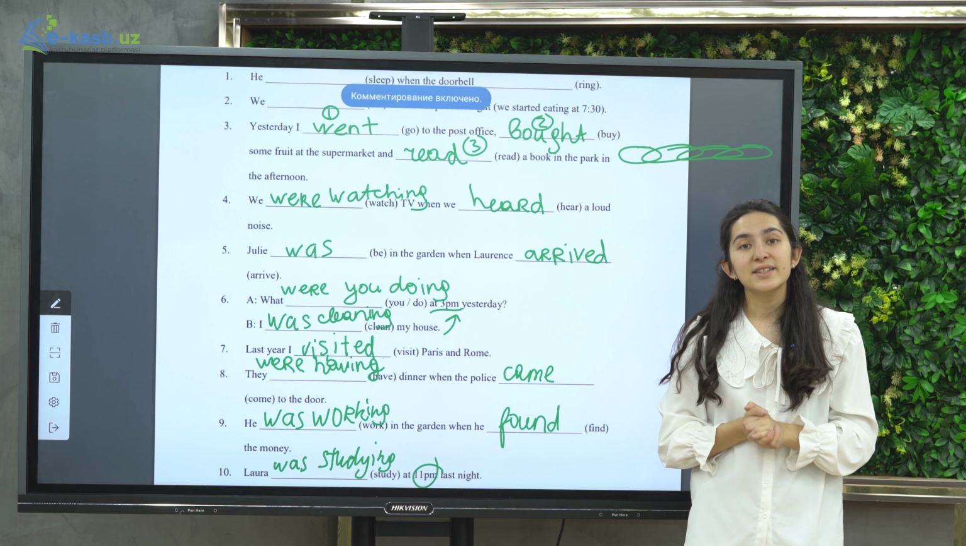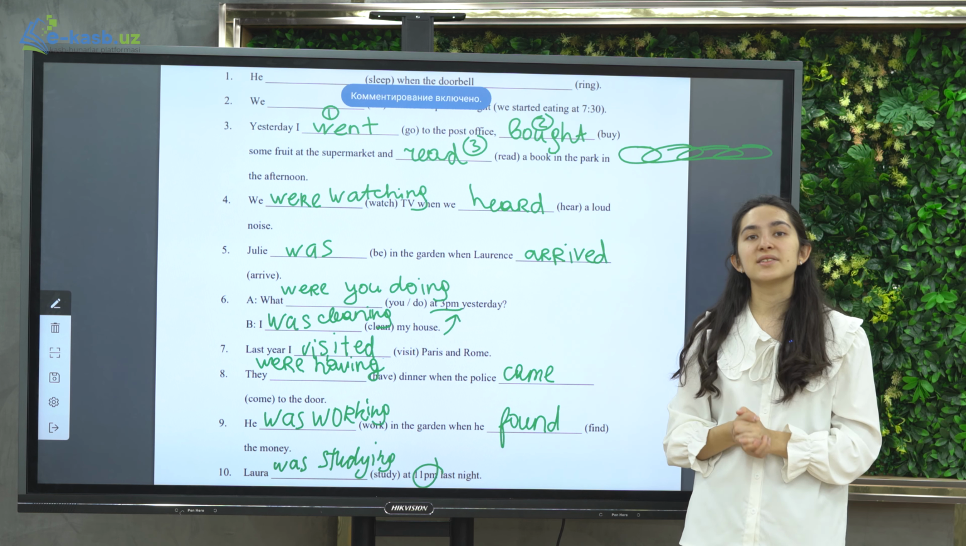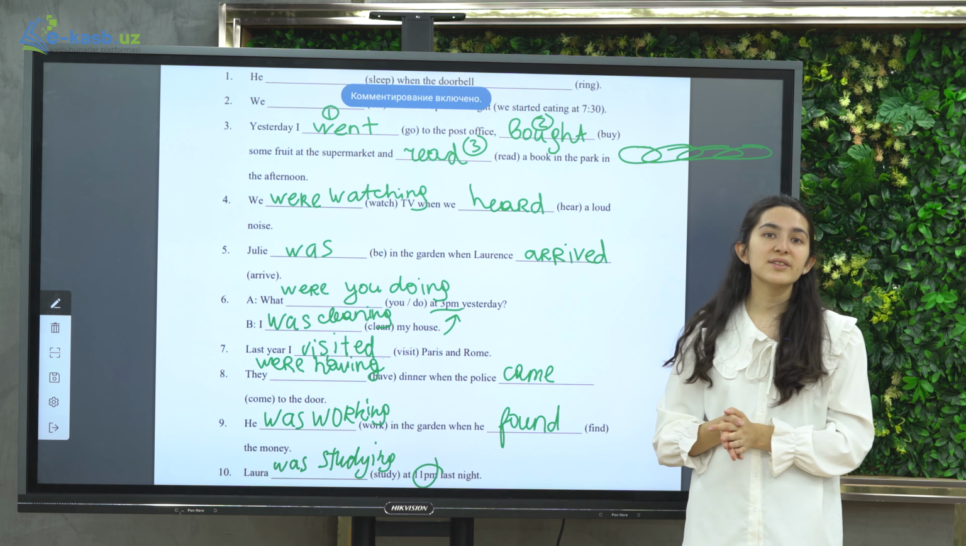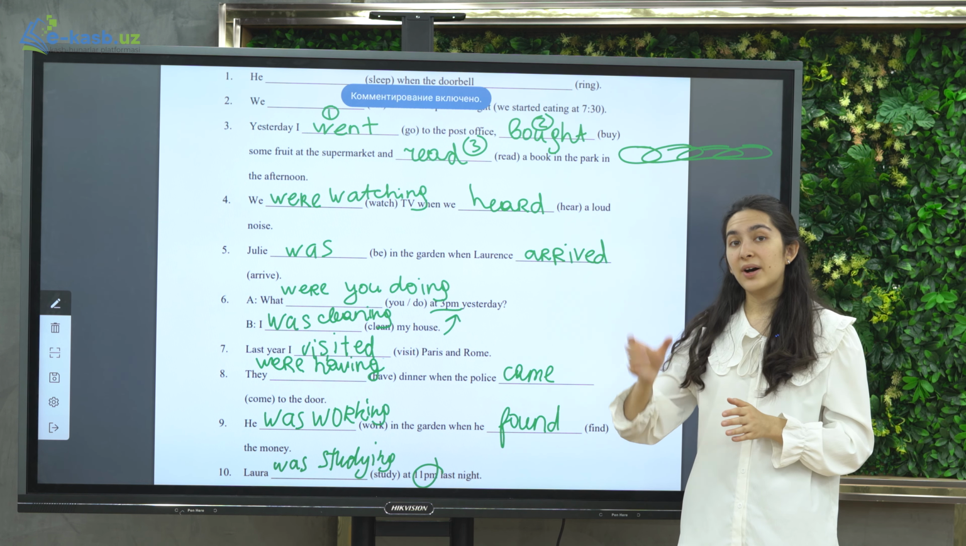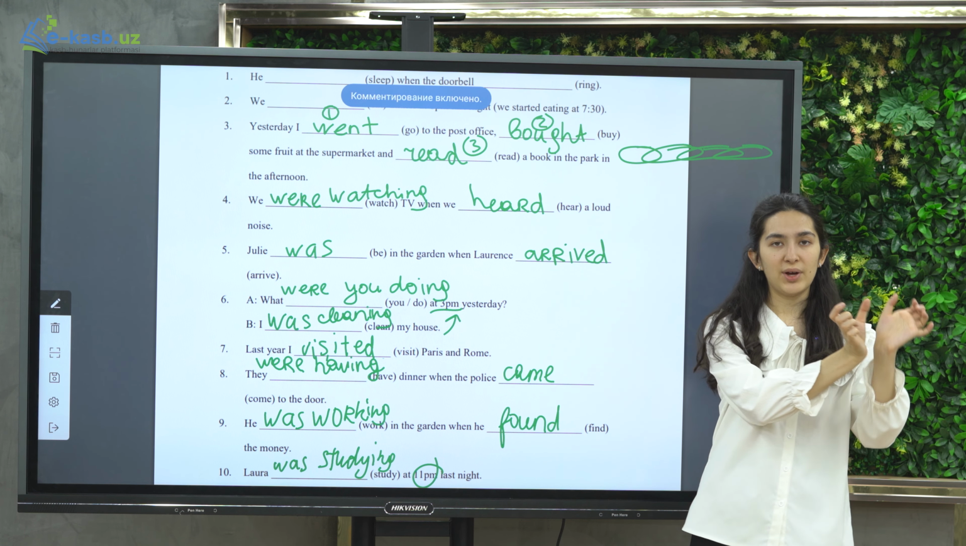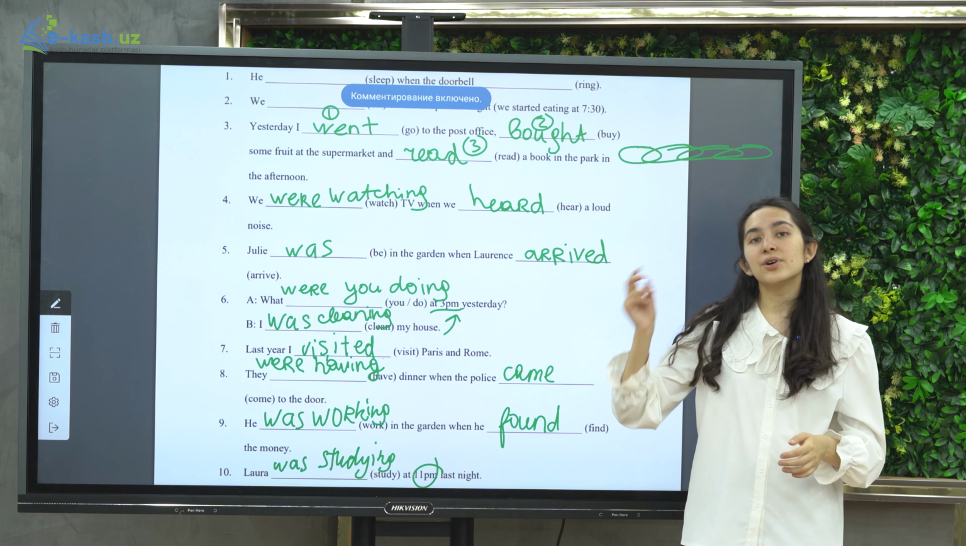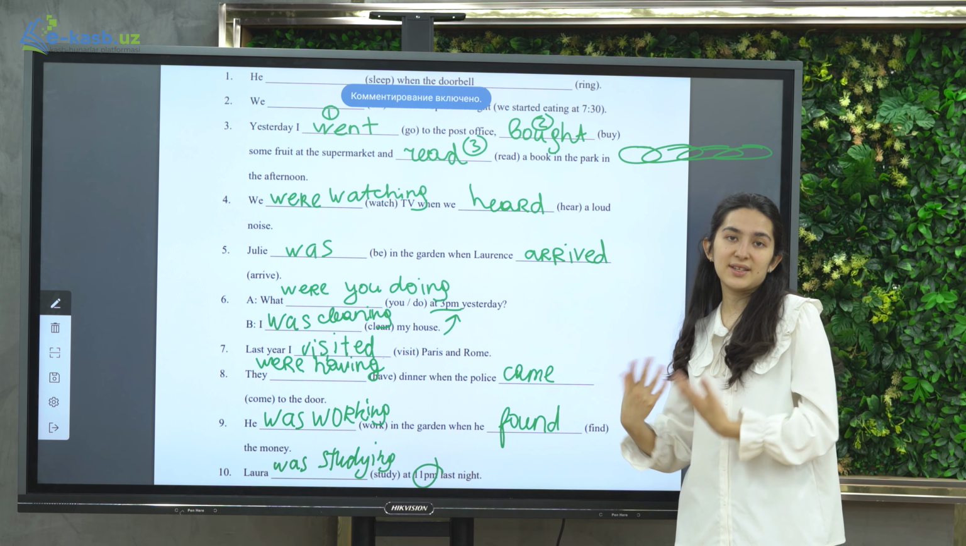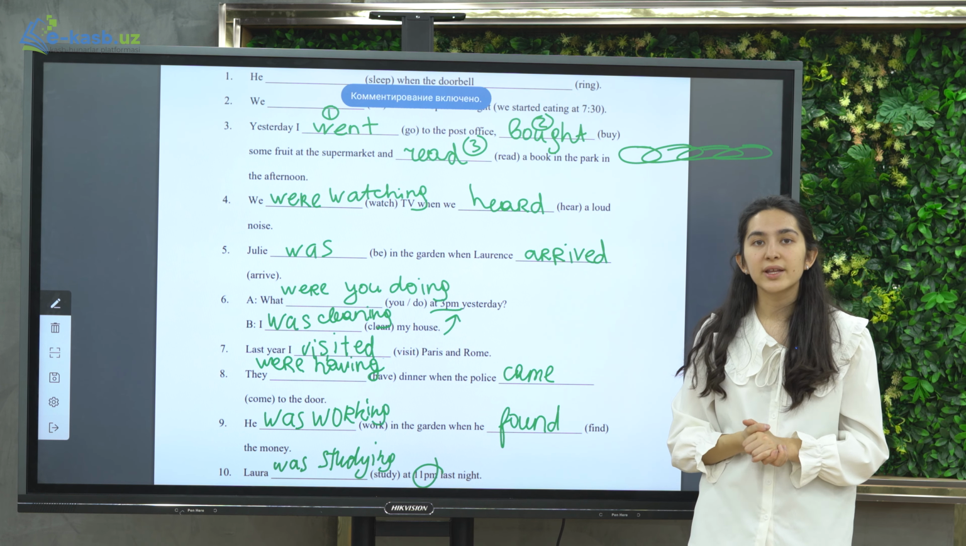If we put everything together, we use past simple for finished, completed actions. Also, we used to talk about sequence of actions, one action after another action, and for quick actions which happened suddenly.